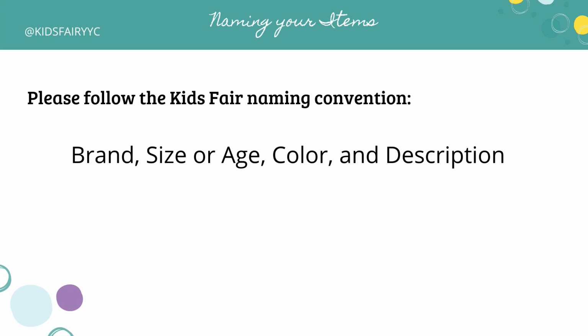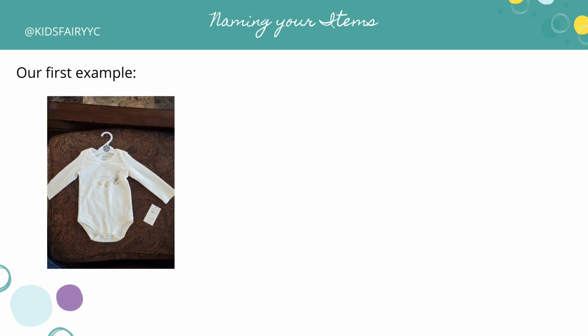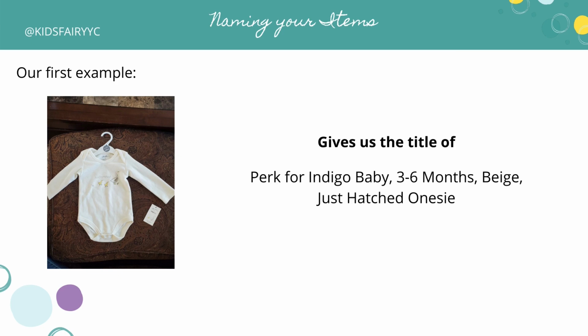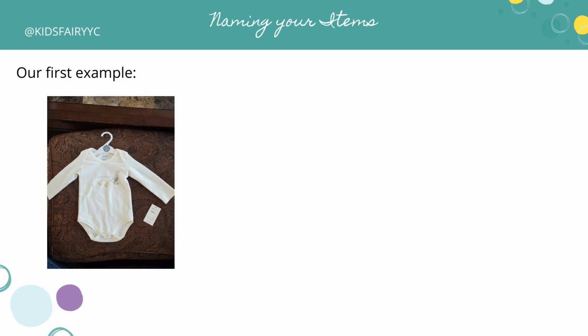For more information, please see Kids Fair's video about naming items, which has more helpful naming examples. Our first example is a onesie with Just Hatch printed on the front. Following the convention of brand, size or age, color, description, gives us an item title of Perk for Indigo Baby, 3 to 6 months, beige, just hatched onesie.